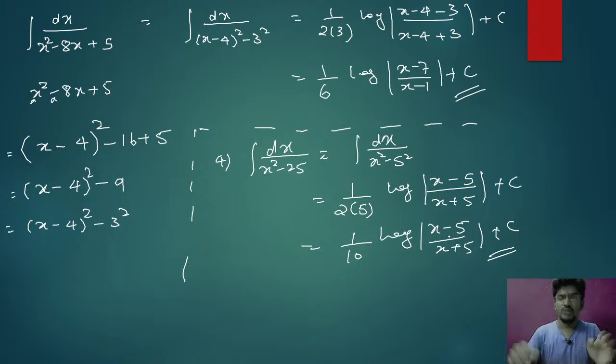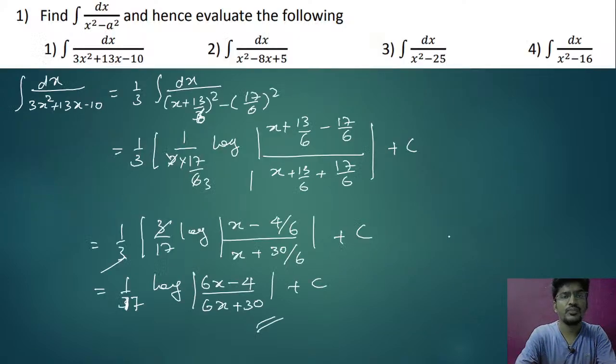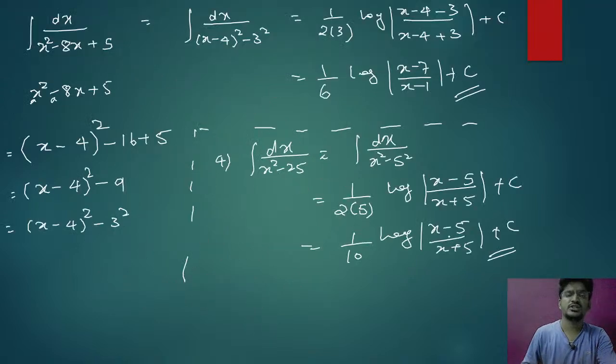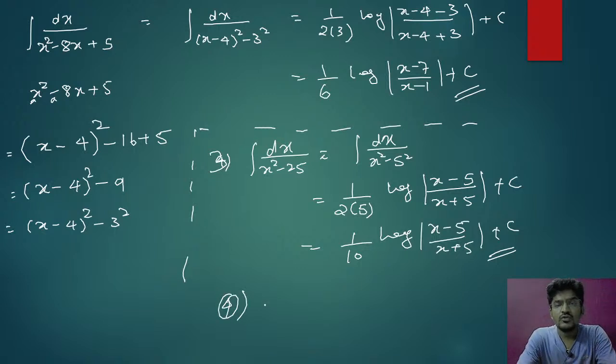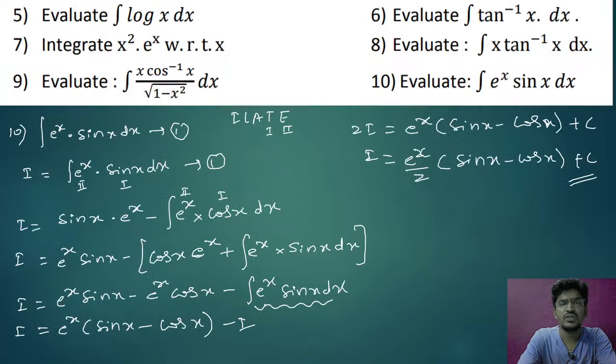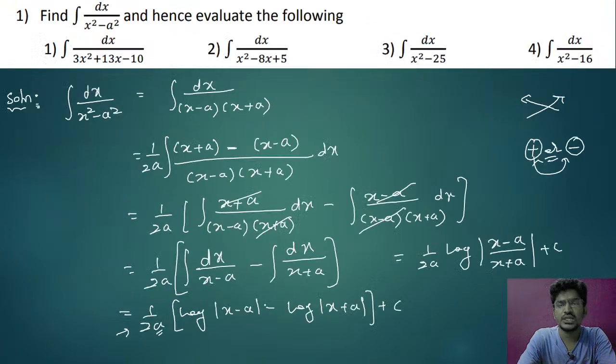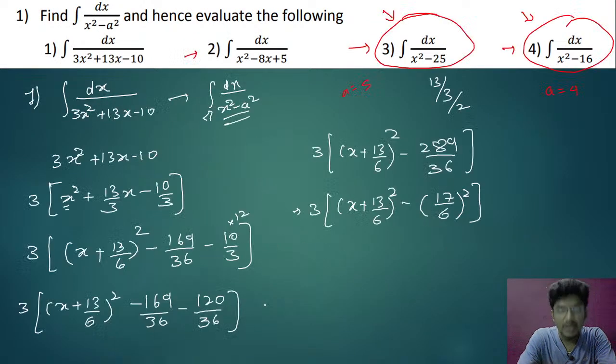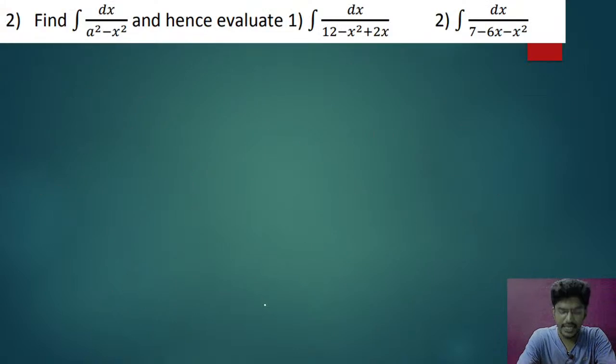So fifth problem you solve on your own. Sorry, fourth problem. This is third problem, right? This is third problem. Fourth one you try to solve on your own. It is very easy. You can solve it on your own. So already I have explained everything. So you go through it and you solve it. Clear? I will go for the next problem.